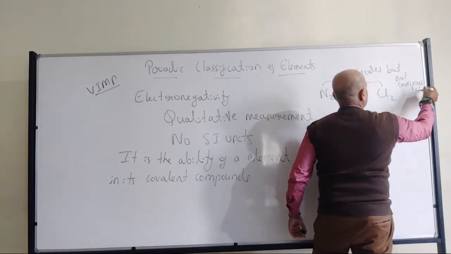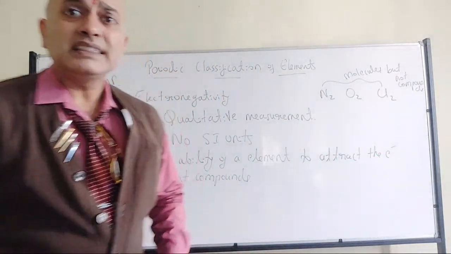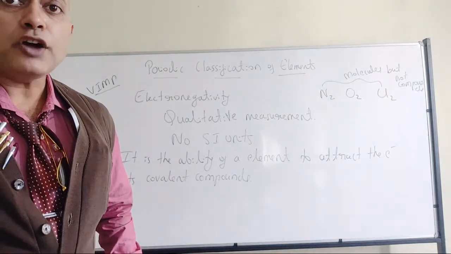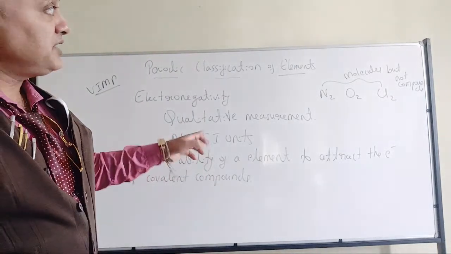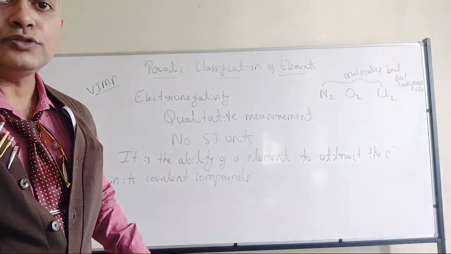All of you will agree? They are all molecules, but not compounds. Which ones? Nitrogen, oxygen, chlorine molecules. Okay, I am not talking about the atom. N2, O2, Cl2. That means 2 nitrogen, 2 oxygen, 2 chlorine.